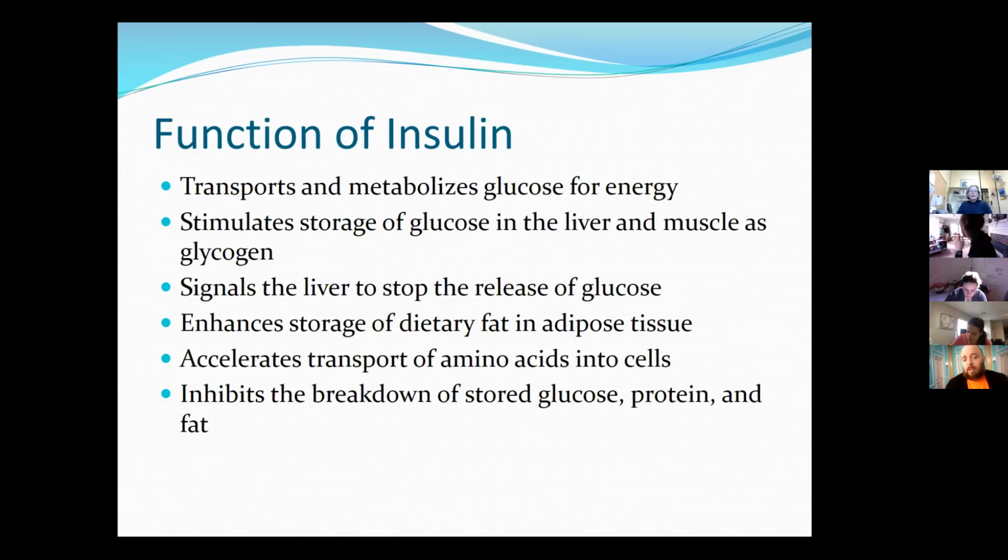And it accelerates the transport of amino acids into cells. So it's not just dealing with glucose. It also inhibits the breakdown of stored glucose, protein, and fat. So insulin plays a much bigger role in metabolism than first meets the eye. It plays a lot of roles.